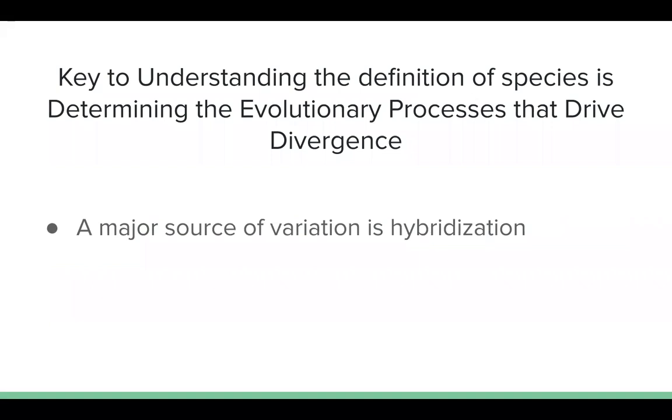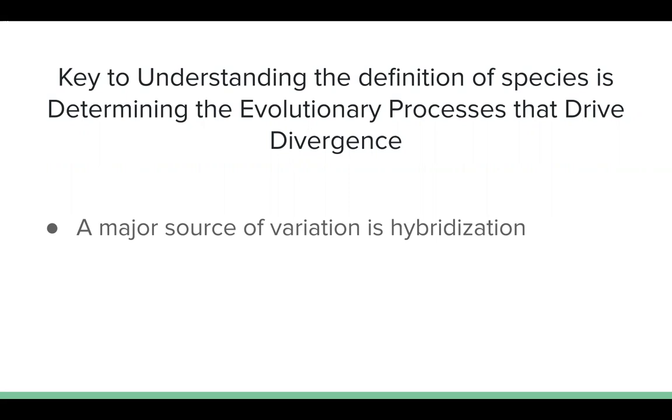The definition of species is something brought up in the evolutionary world quite a bit. It's one of the most important things, but it's also very complicated and highly debated. So I dove a little bit into looking at that. A key to understanding the definition of species is determining the evolutionary processes that drive divergence, and that divergence leads to speciation.